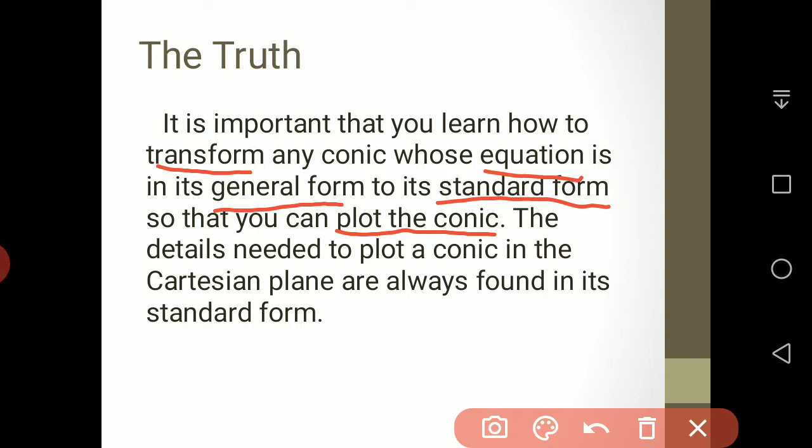So all the types of conic have their own standard forms, but they all share the same general form, because for us to plot the conic, the details are found in their standard form. The details are found in their standard form. So that's a truth.